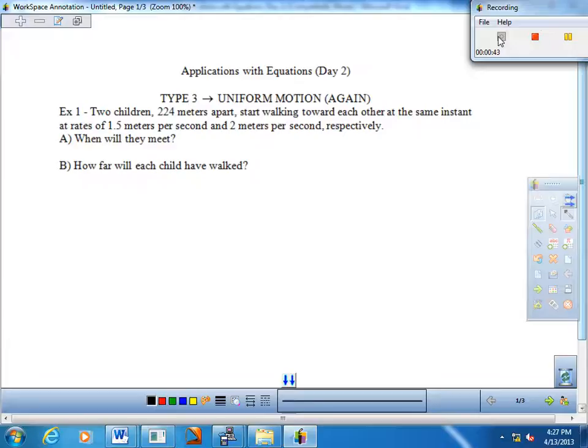All right, so let's see what's going on here. Maybe try to be visual with this. I've got 224 meters in between the 2, something like this. Here's little Timmy right here, starting to go this way. Here's little Tommy right here, going to start to go this way. One is obviously going faster than the other, and so as a result, they're not going to meet halfway, just after how many seconds, and how far will each child have walked.